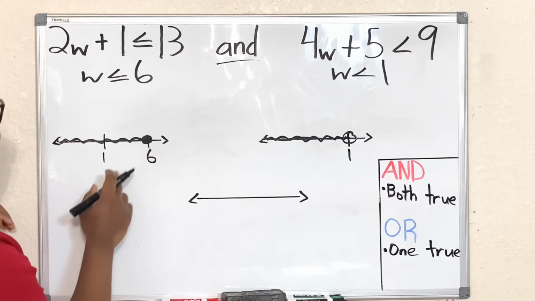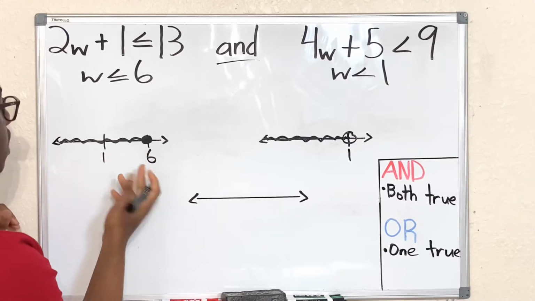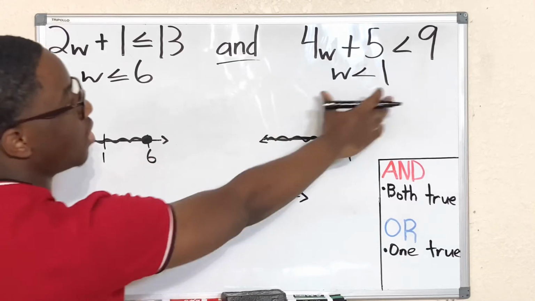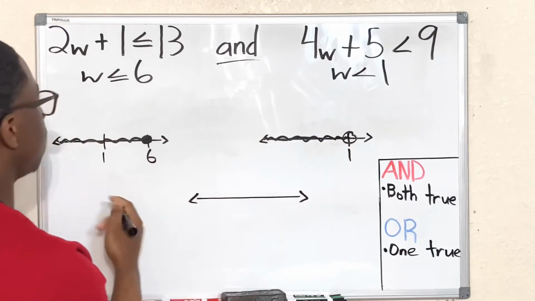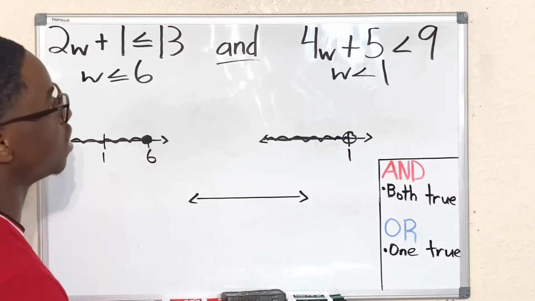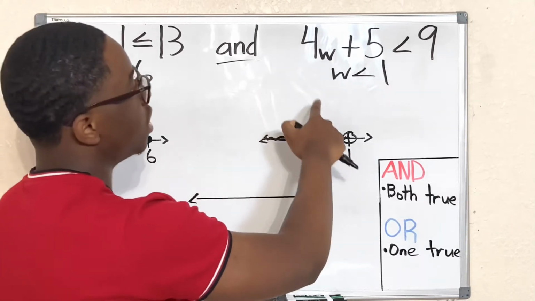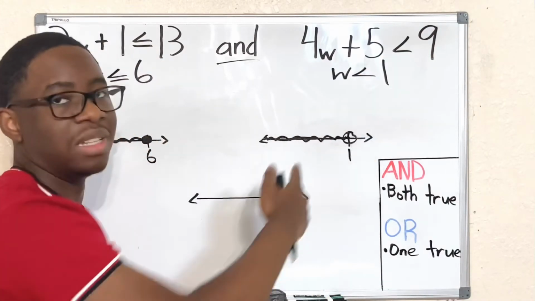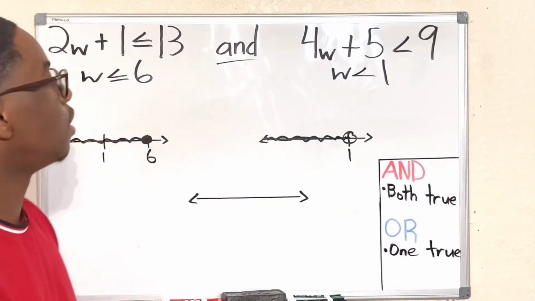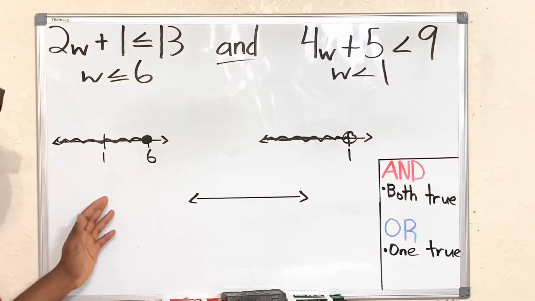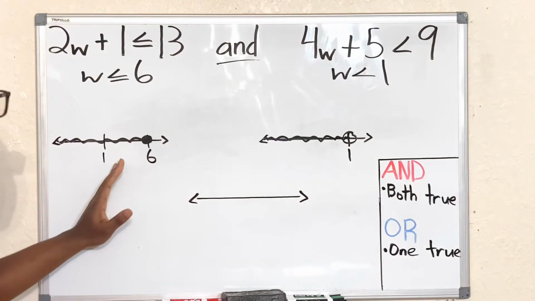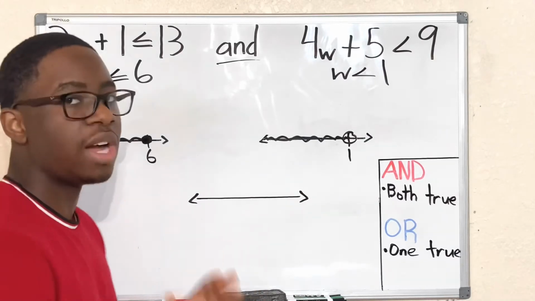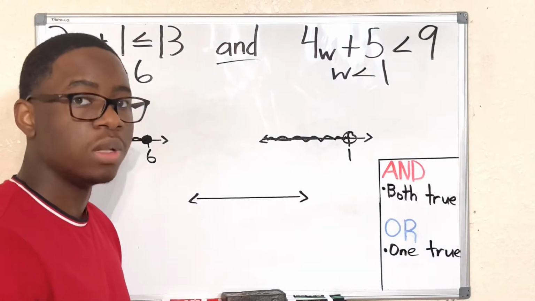So therefore, from the choices, 2 through 6 don't satisfy this inequality. Let's say a number like 3, for instance. 4 times 3 is 12, and 12 plus 5 is going to give us 17. And 17 is not less than 9, right? Hopefully you understand that. So now we move on with everything less than 1, because it has to satisfy both inequalities at all times.